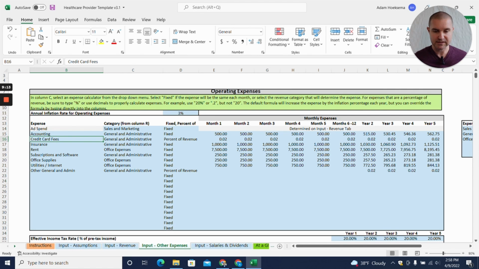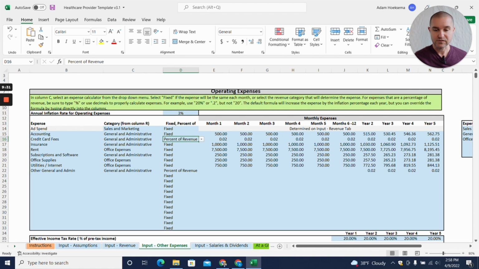So I'll show you as an example here. You can enter in any of your expenses as a fixed dollar amount. So there's a drop-down box here. You can enter it in as a fixed dollar amount or a percentage of revenue. And so for accounting, we'd say, well, this is just going to be a fixed $500 per month.